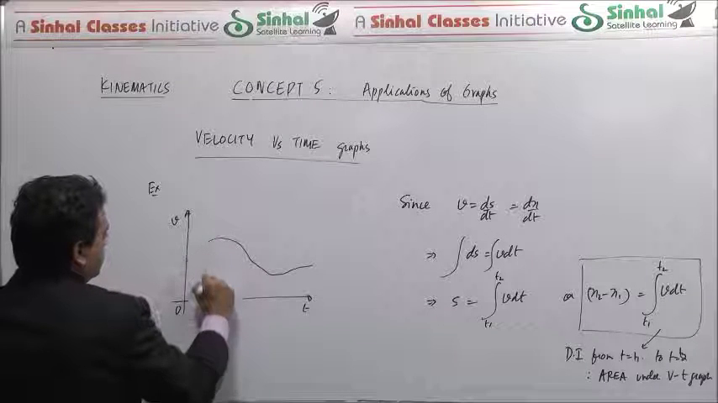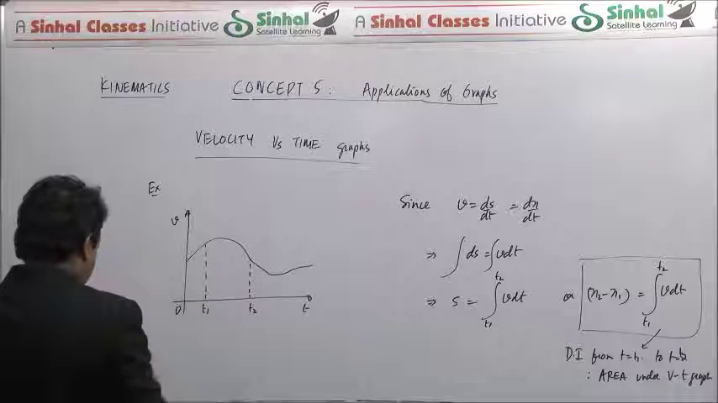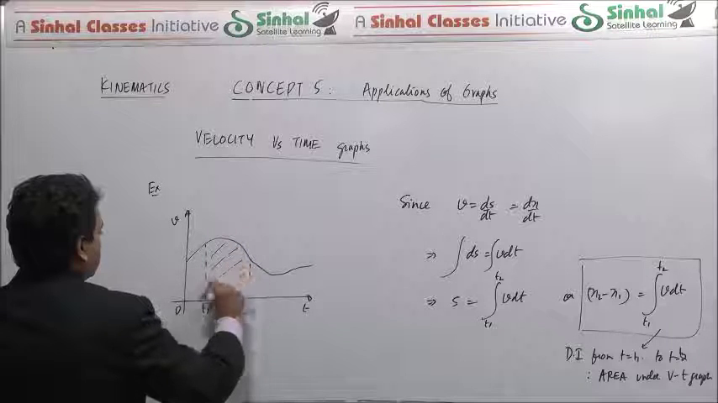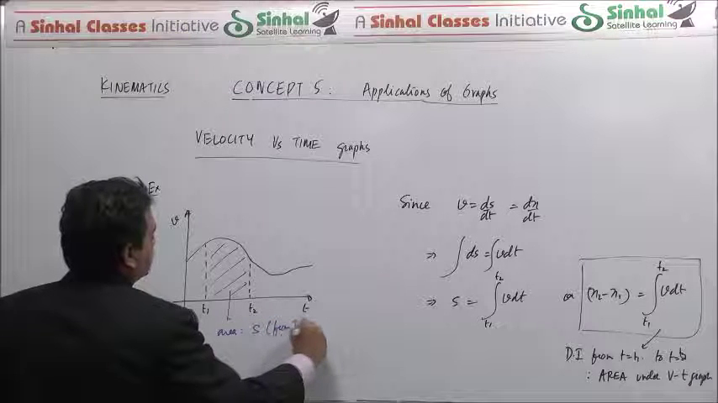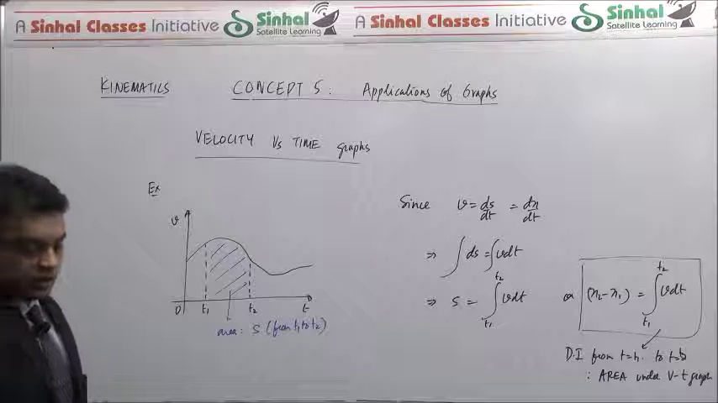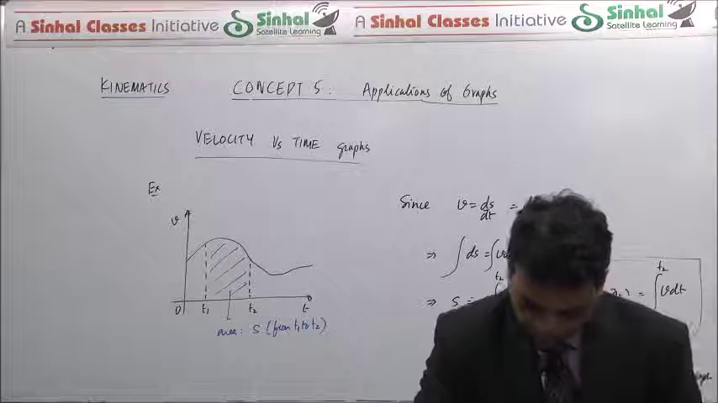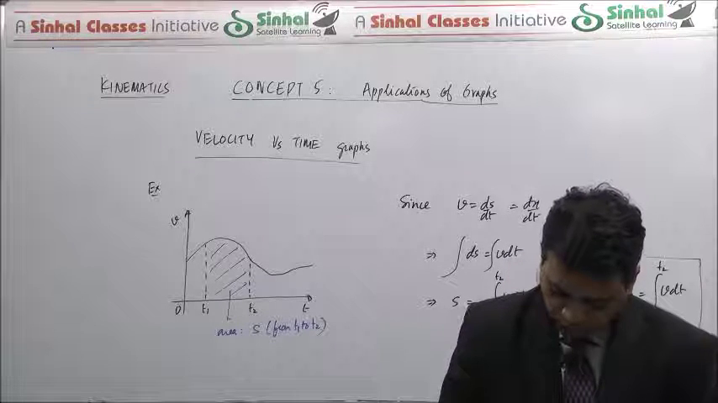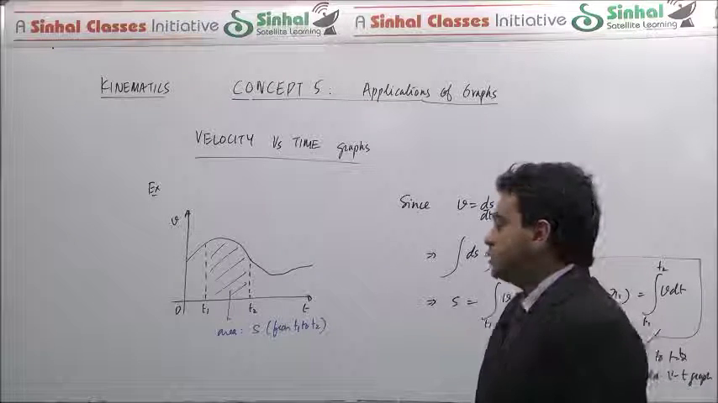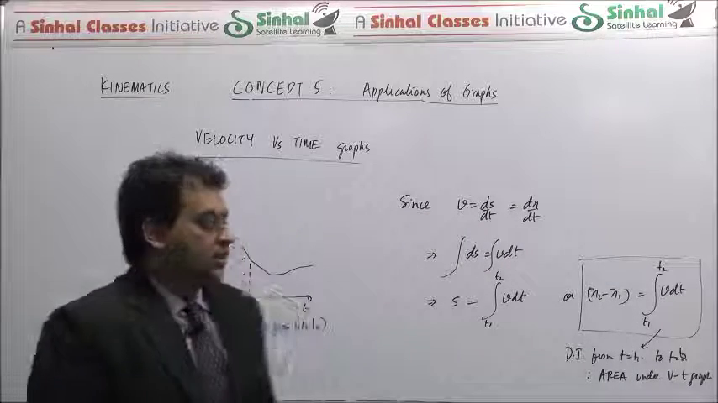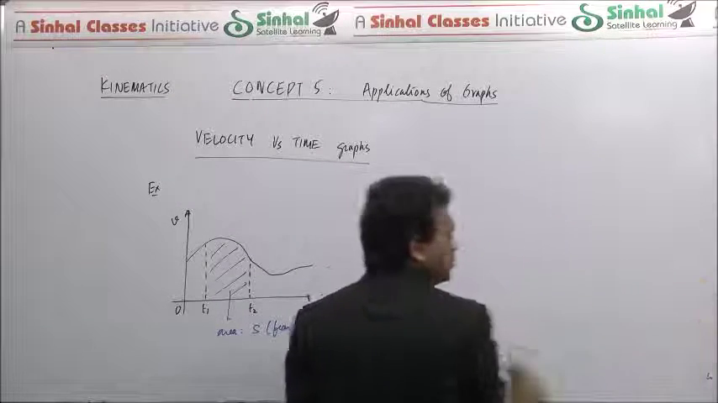So let's say this particular time is t1 and this particular time is t2. Then this area is displacement from t1 to t2. That's a simple idea over there. Now, when we are calculating displacement from area under the graph, one thing we have to keep in mind is that displacement as the area is summed up in terms of algebraic quantity.